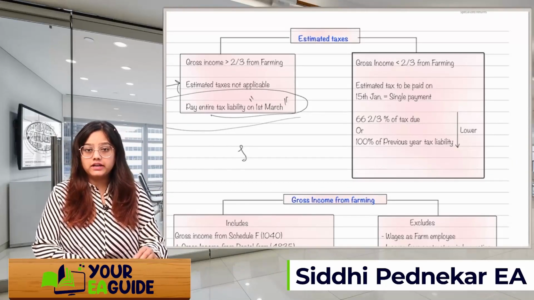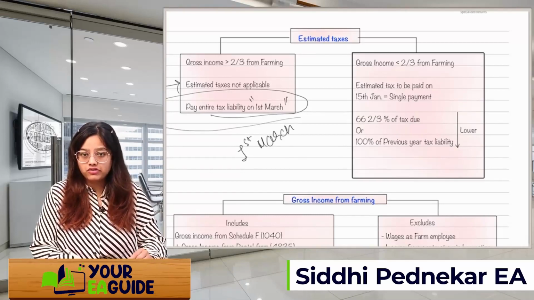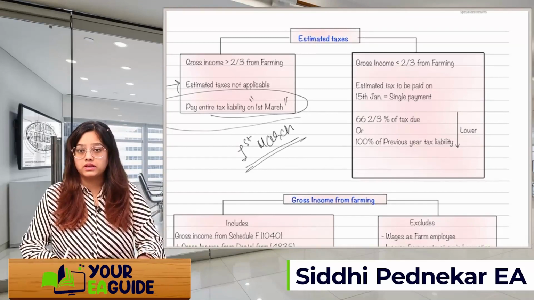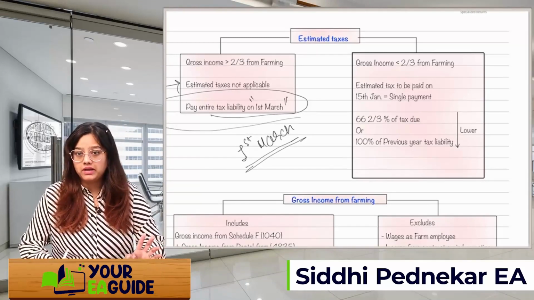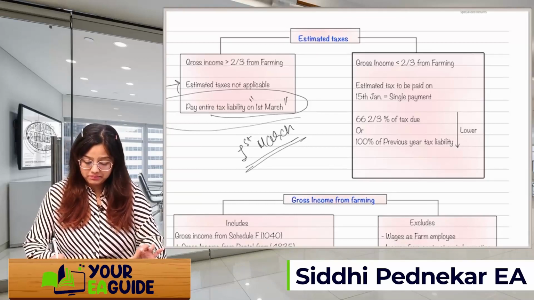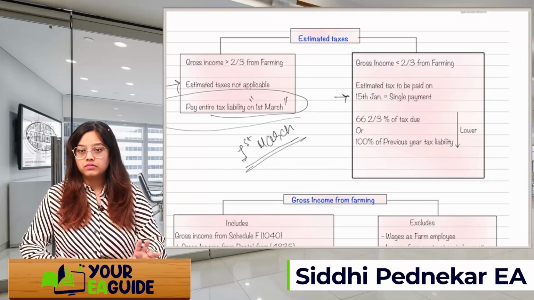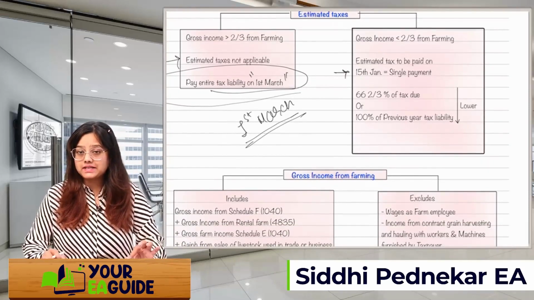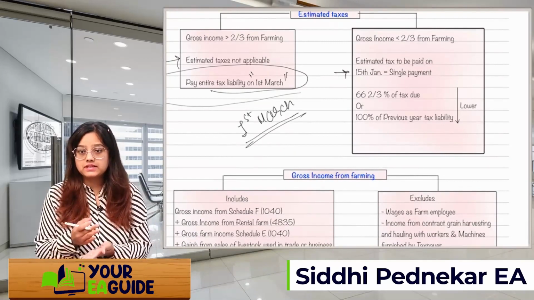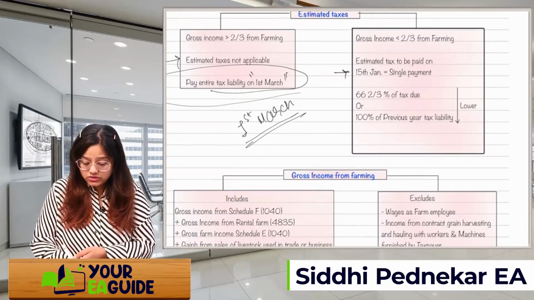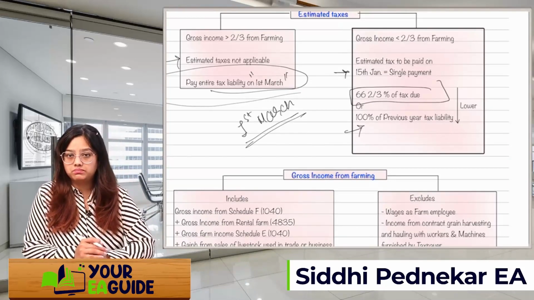You have to just pay a single payment, that is on 1st March. Remember, here the deadline is 1st of March and not 15th April or 15th March. It's 1st of March. Remember this. If the gross income is up to 2/3 from farming, estimated taxes are to be paid on 15th Jan, single payment. How much do you need to pay as an estimated tax if you own a farming business? It's 66 2/3% of your tax dues, or 100% of previous year tax liability, whichever is lower.